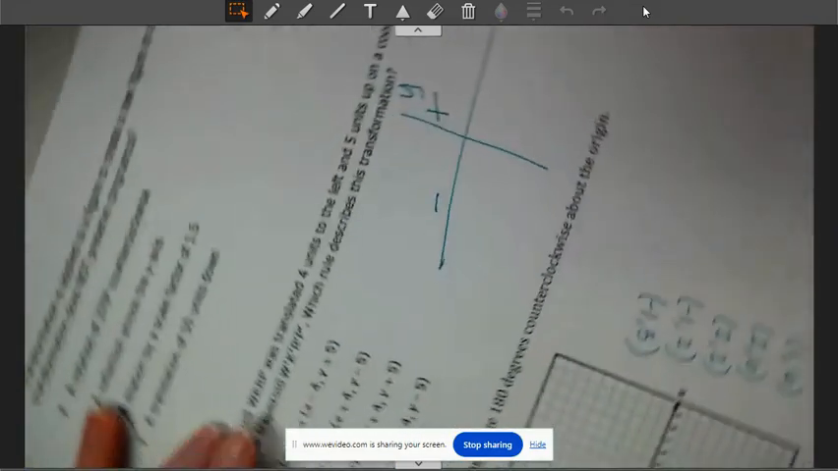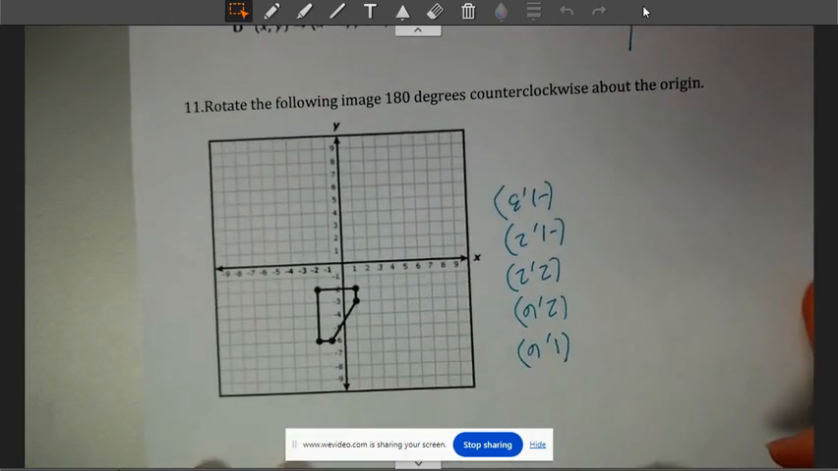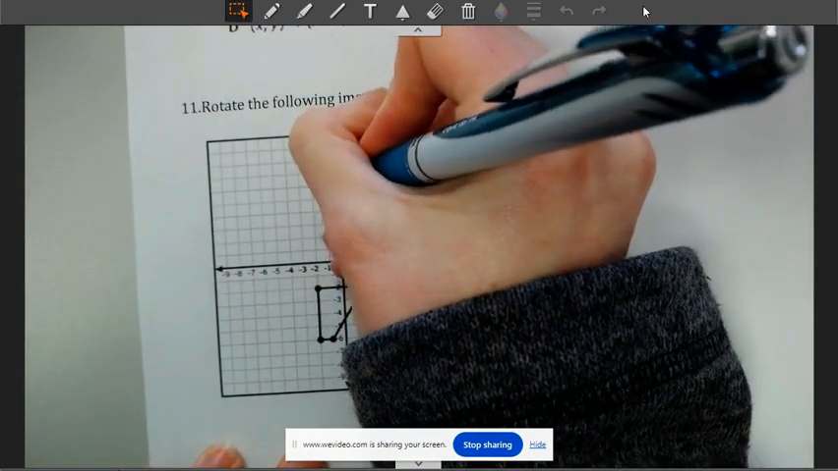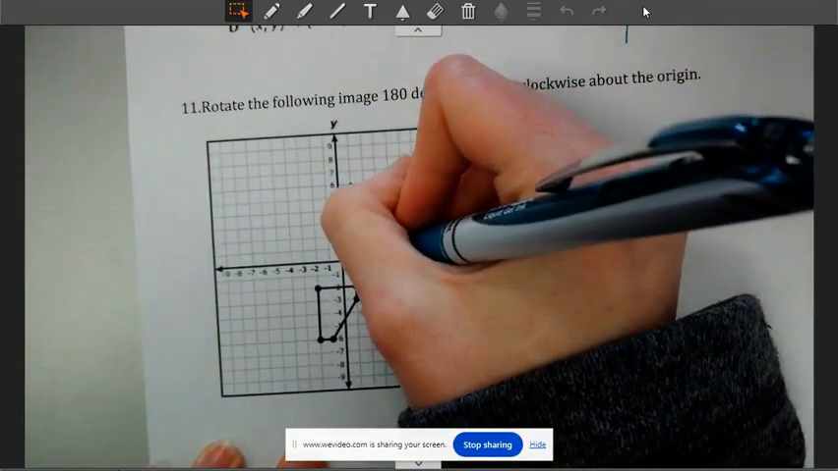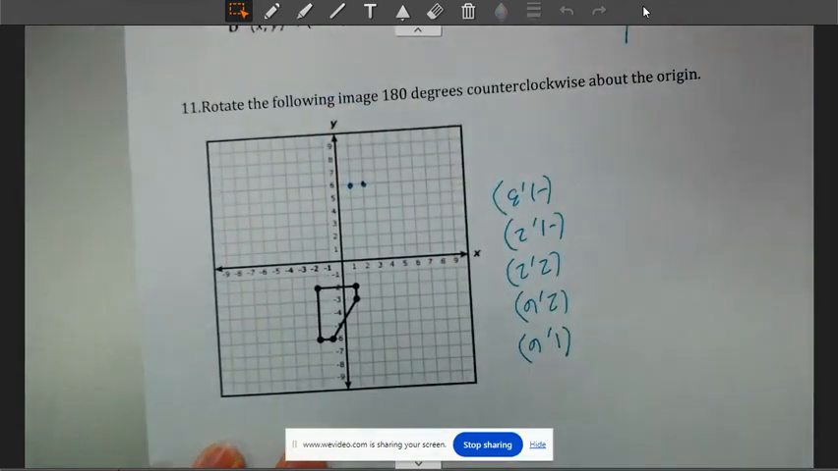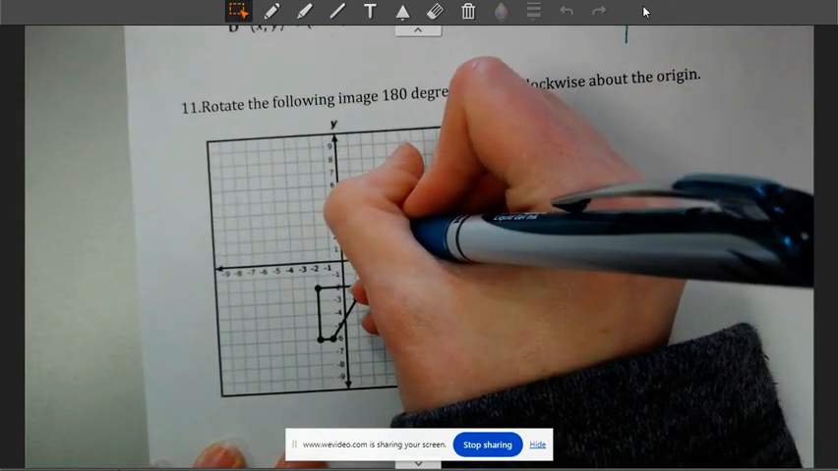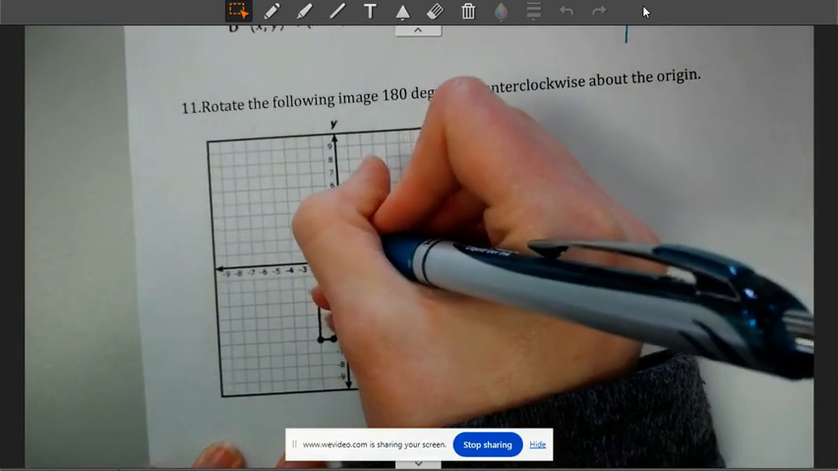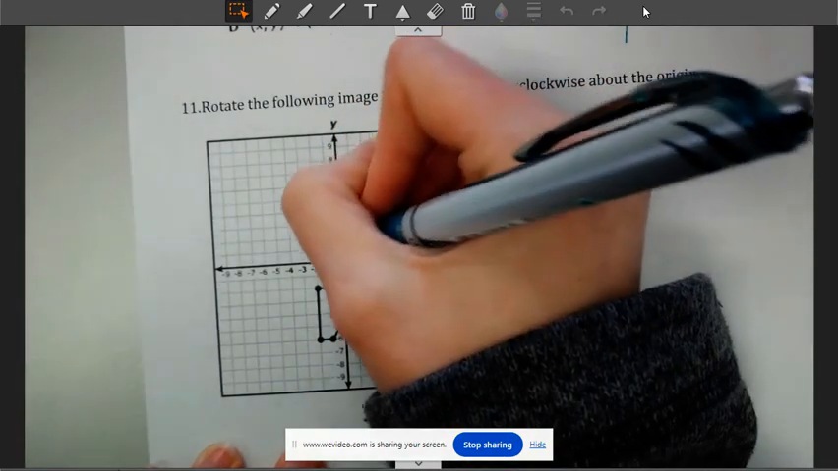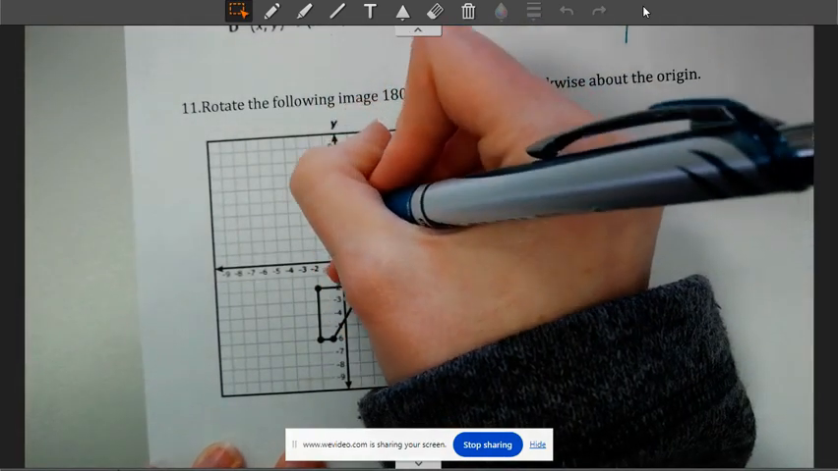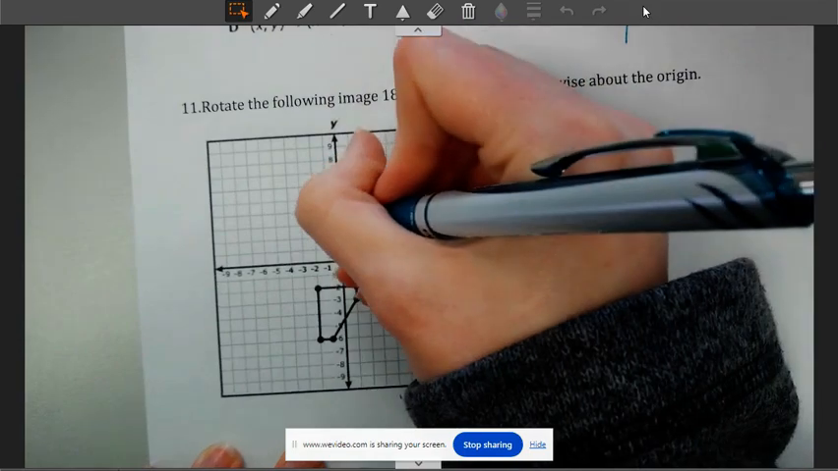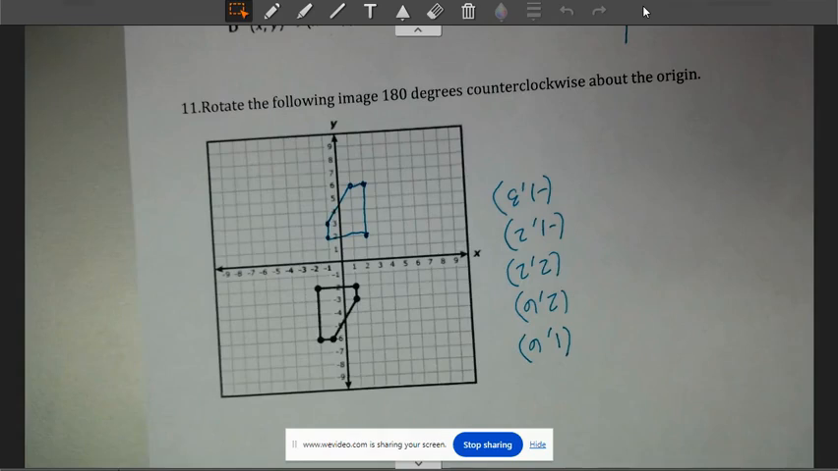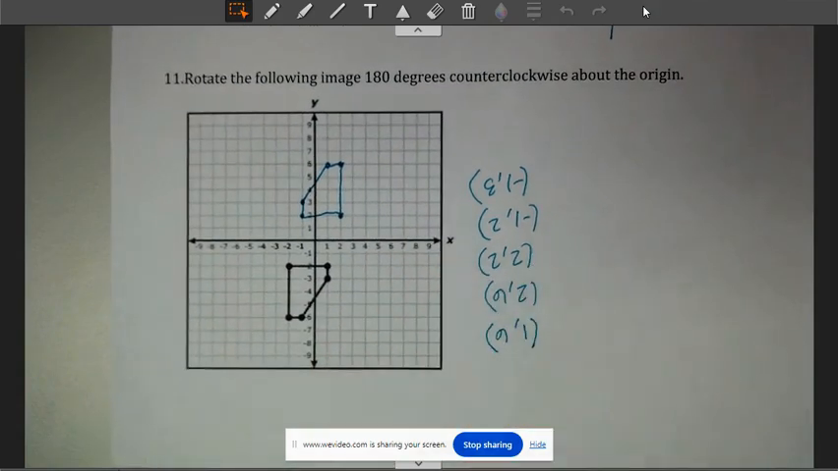Then I'm going to go back to my original spot, and I can plot the points that I wrote down. So we have (1, 6), so right 1 up 6, I put a point. Then we have (2, 6), so right 2 up 6, put a point. We have (2, 2), right 2 up 2, put a point. Then we have (-1, 2), so left 1 up 2. And then we have (-1, 3), so left 1 up 3. And we can now connect our points and have rotated the image 180 degrees counterclockwise.